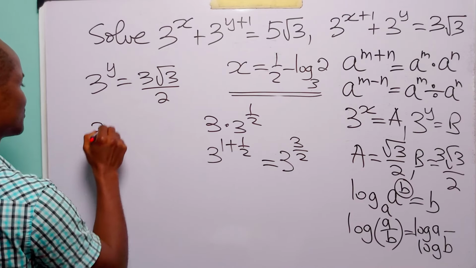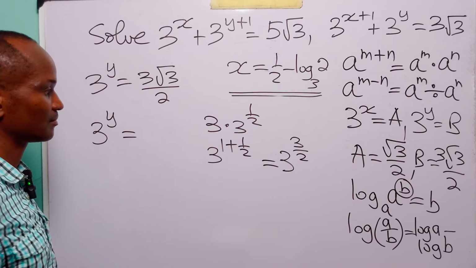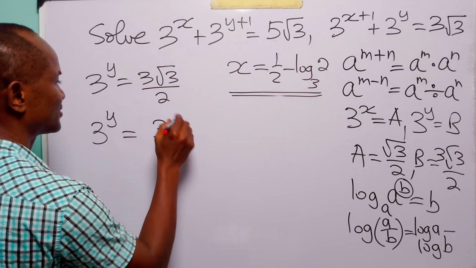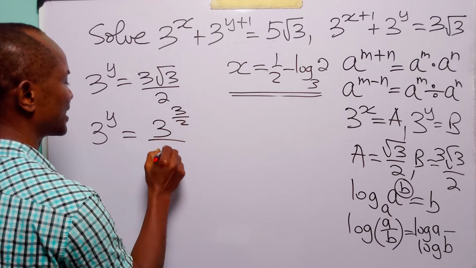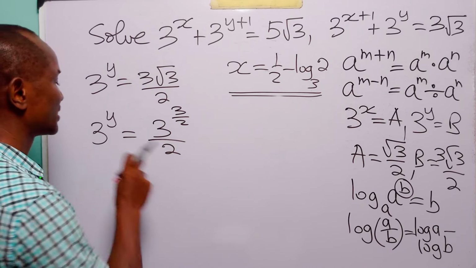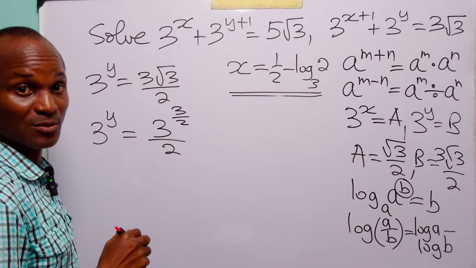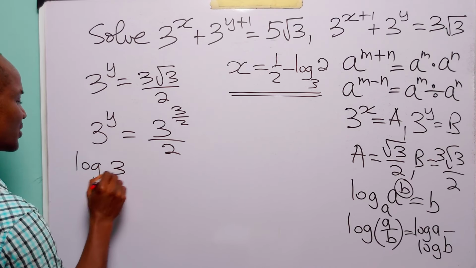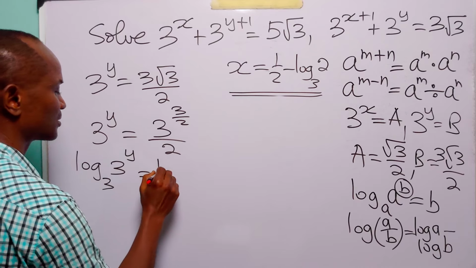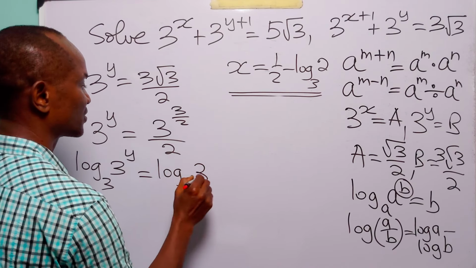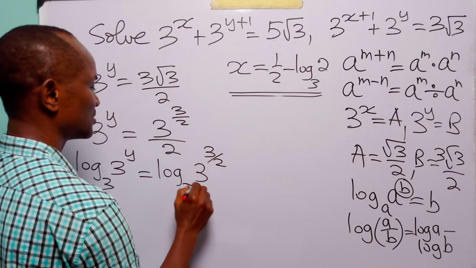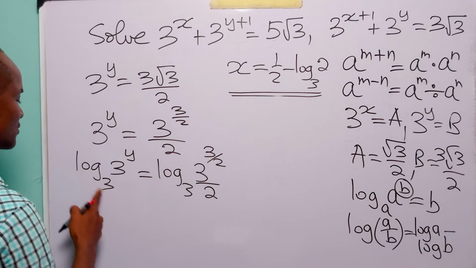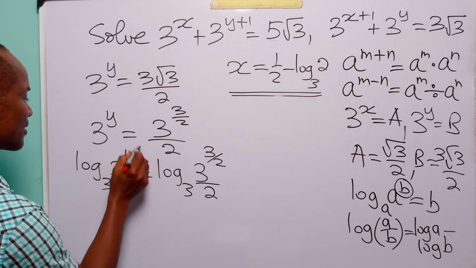So we have that 3 to the power y is equal to 3 to the power 3 over 2 divided by 2. Now, once more, we take log to base 3 of both sides of this equation. When we do that, we have log to base 3 of 3 to the power y is equal to log to base 3 of 3 to the power 3 over 2 divided by 2. Once more, according to this rule, log to base 3 of 3 to the power y is equal to y.